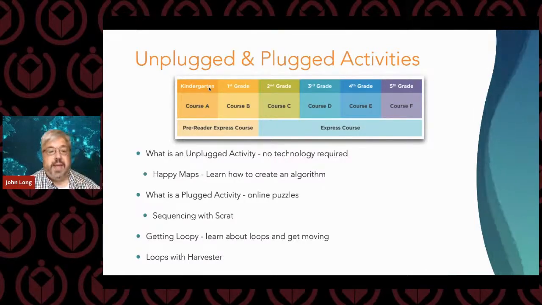Course A and B are for pre-readers or your express course. So those are going to require less vocabulary, very engaging, where they learn how to drag and drop and basic elements of getting started with coding. The express courses in course C through F get a little more complex. So they're kind of a tiered approach. They're going to be learning how to do different types of blocks and coding, and I'll show you those examples when we get to the plugged activities.